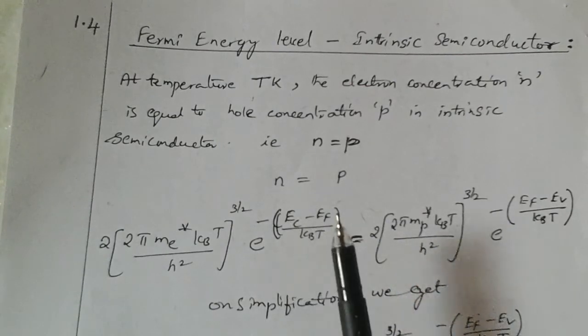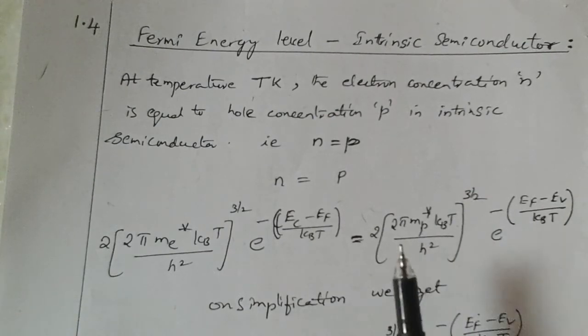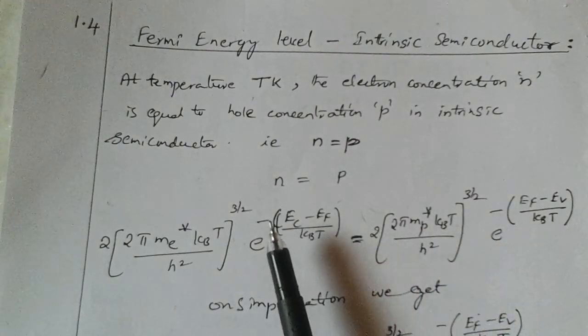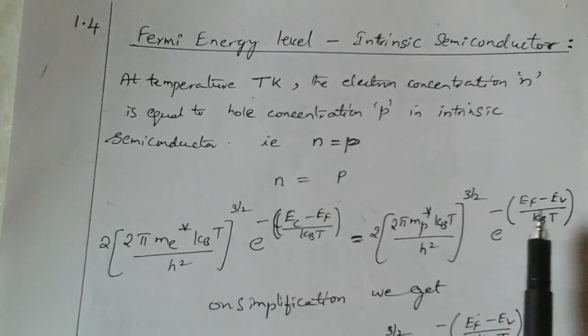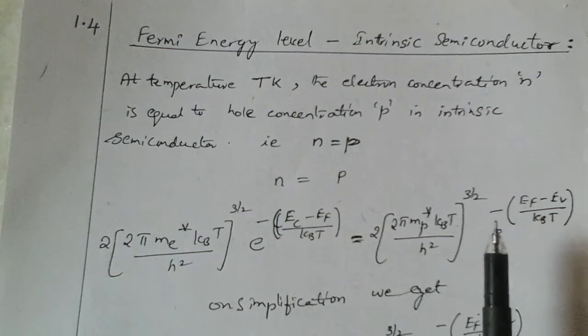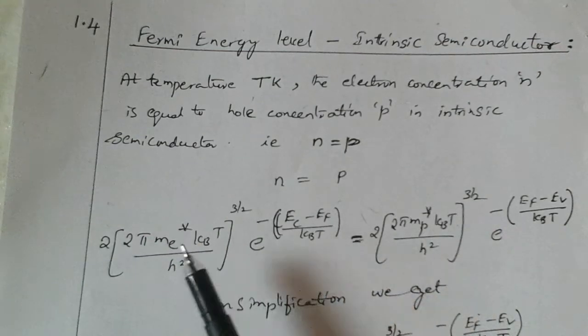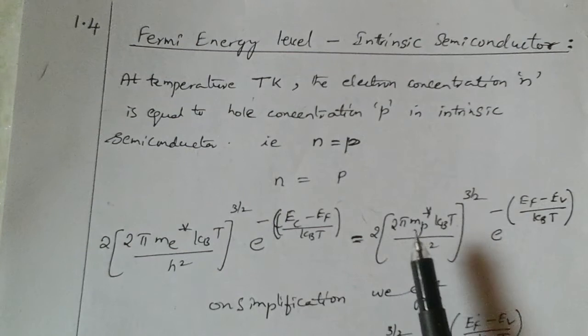Here it is e power of minus (Ec minus Ef) by kBT, and here it is e power of minus (Ef minus Ev) by kBT. So that difference is there. But another difference is me* here and mp* here: the effective mass of the electron, and the effective mass of the hole, the positive hole, that we are writing here.